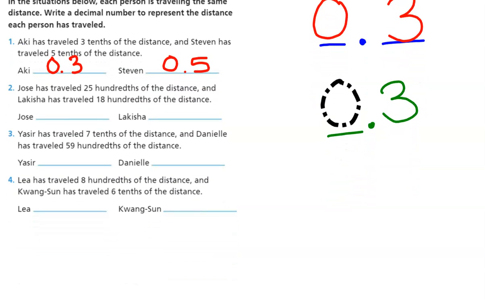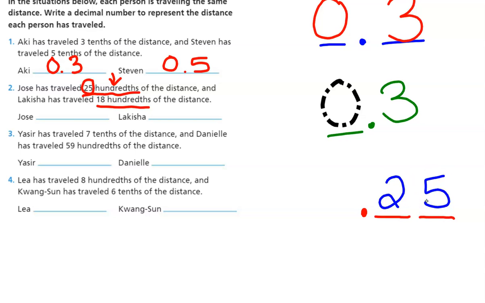So let's look at Jose and Lakeisha. Jose has traveled 25 hundredths of the distance, and Lakeisha has traveled 18 hundredths. So here's what that means. When you see a number like 25, and then it gives you the label like hundredths, the way that I think about it is it's telling me that my number is supposed to end in the hundredths place. Okay, so because of that, I know that this 25 will be able to fit right in there, no problem.